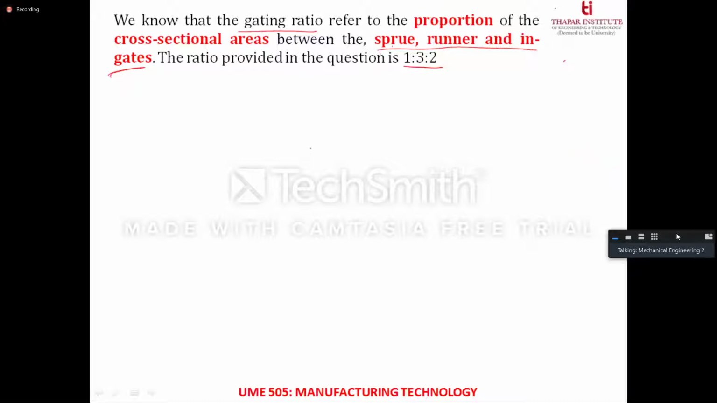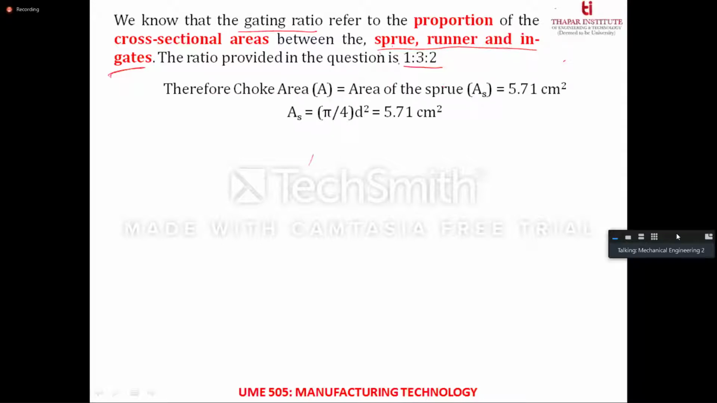So now what is going to happen is the choke area is equal to the area of the sprue. Since it is a 1:1 ratio, the area of the choke is equal to the area of the sprue, and that is equal to 5.71 centimeters square. Now, since no specific shape of the sprue is given to you at this cross section, this can be a circular cross section, or a rectangular or some other cross section. Since no cross section is provided to you, please remember and take it only as a cylindrical cross section.